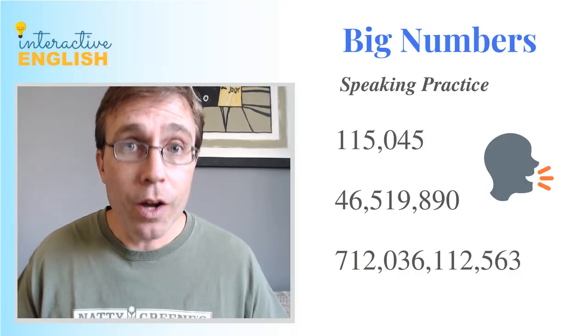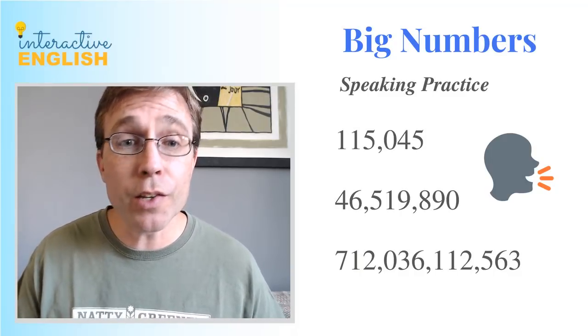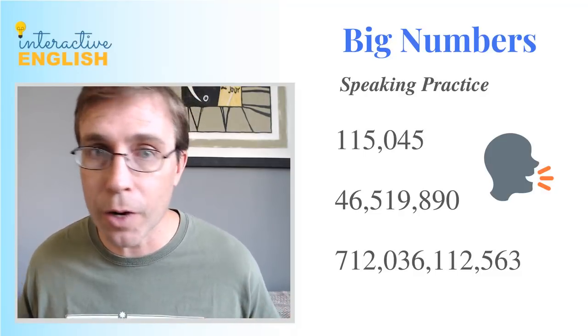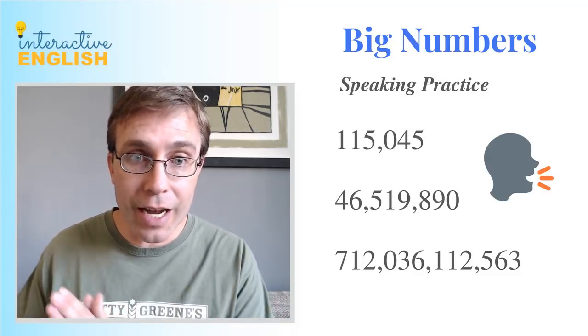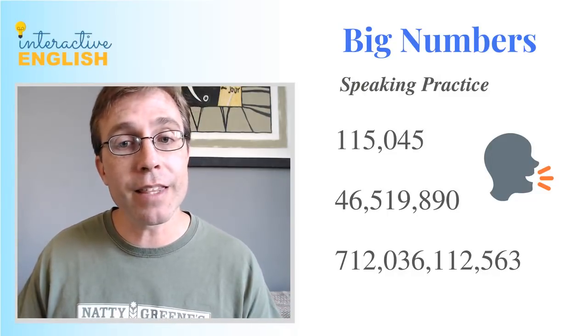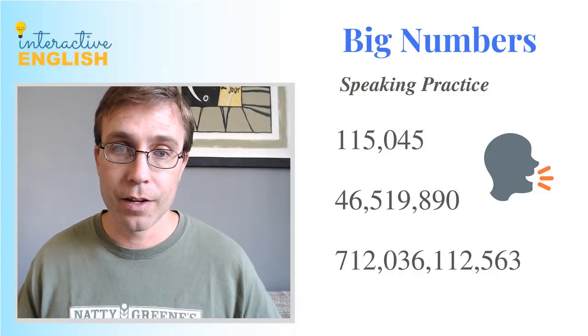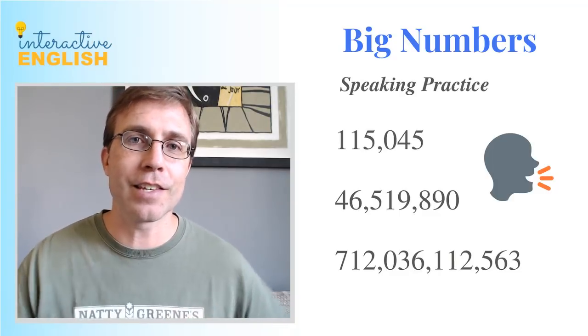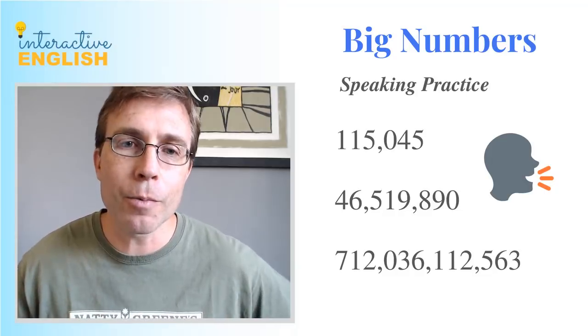115,045. Now, one thing that's a little different about this number is when you see that zero in there, you're not going to say 0 or O or anything. You kind of just ignore it and skip over it. 115,045. How about this next number right here? I want you guys to say this number here. Practice speaking. What would you say?